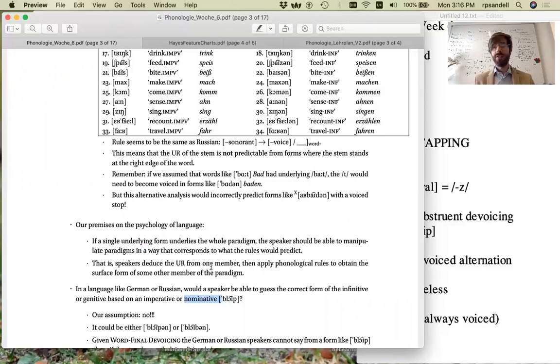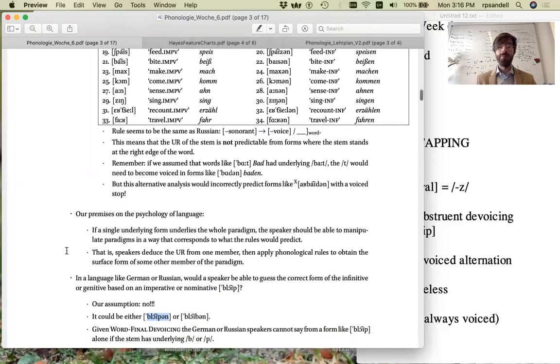And our assumption here would be no, because the surface form bleibt could correspond to an infinitive. Let's consider the German case, either bleiben or bleipen. If the infinitive were bleiben, then we would see application of the word final devoicing process to generate this hypothetical word bleibt. But similarly, if the infinitive were bleipen, then simply nothing would happen, and the informal imperative form would occur as bleibt.